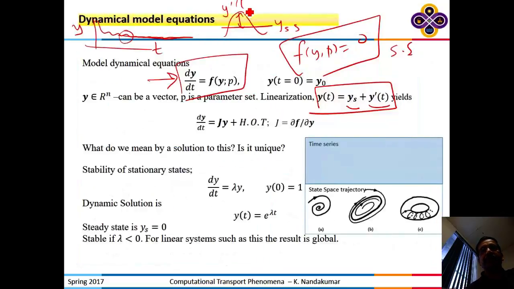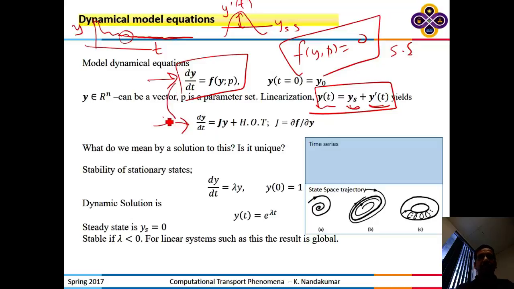As a function of time. Ys is the steady state, right? So I'm decomposing the entire solution into a steady state part and a perturbation. In linear analysis, I need to keep these perturbations very small. Why is that? That you see in the second equation. Okay? But what is the second equation?